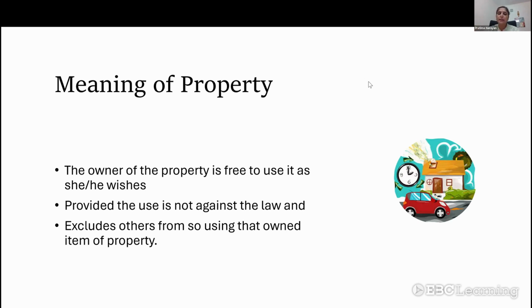Exclusivity. That is the concept of property. I don't know if I'll be able to complete the whole of it. Anyway, let us proceed further, not a problem.